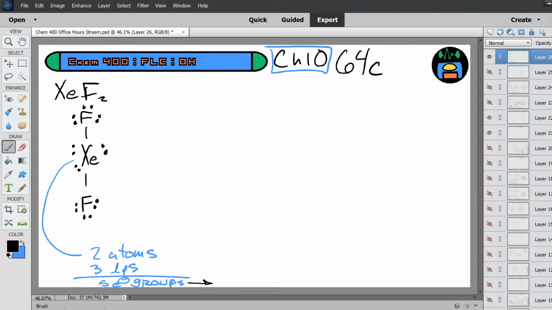Which means that we are dealing with an sp3d hybridized molecule, which is a trigonal bipyramid. Now, a trigonal bipyramid looks like so. You've got the 3 equatorial positions and the 2 axial positions. But fortunately for us, the lone pairs all occupy the equatorial positions, which means this is going to be fairly straightforward to draw.